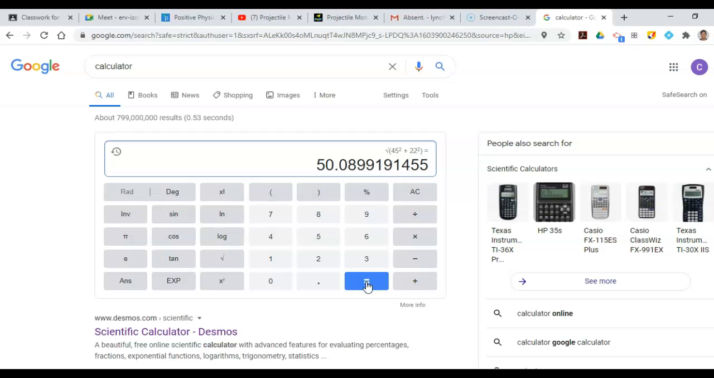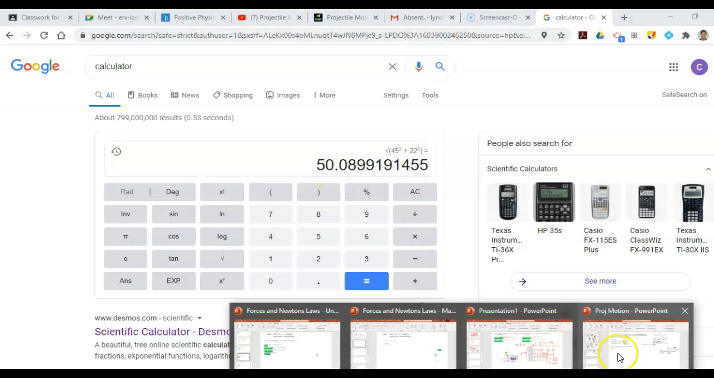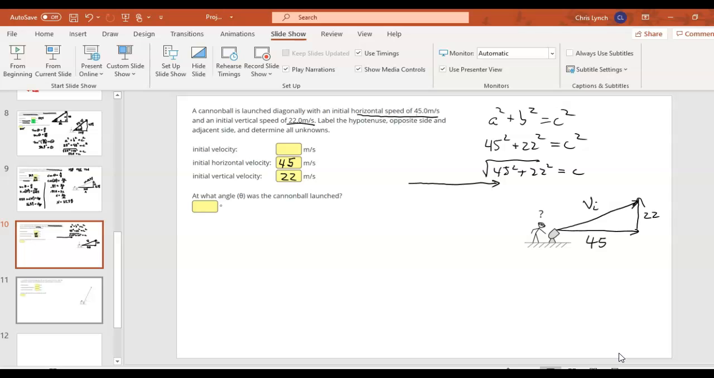50.09, probably round that to 50.1. So we would say our hypotenuse, our initial velocity, is 50.1 meters per second. 50.1 is c. All right, and then now it's asking for the angle. Again, it gave us the opposite and the adjacent to this angle. So let's just use opposite and adjacent, which is tangent.